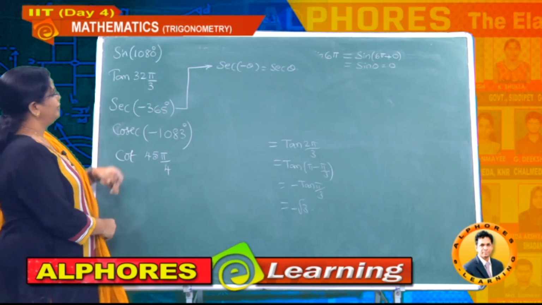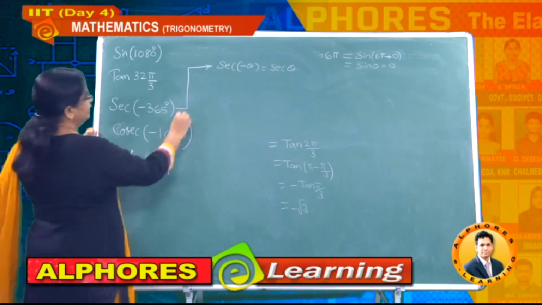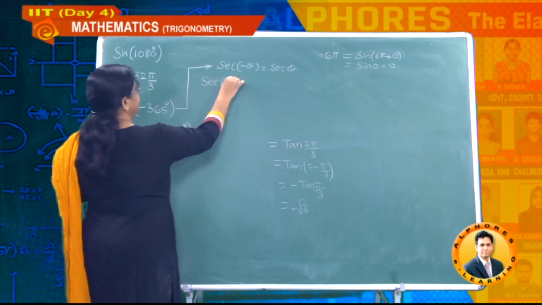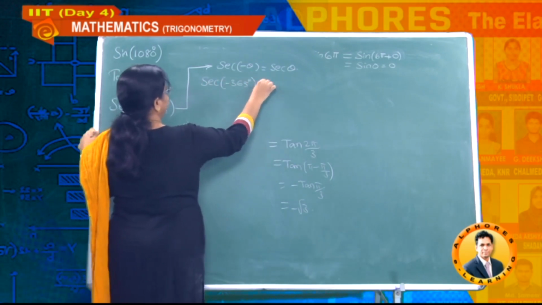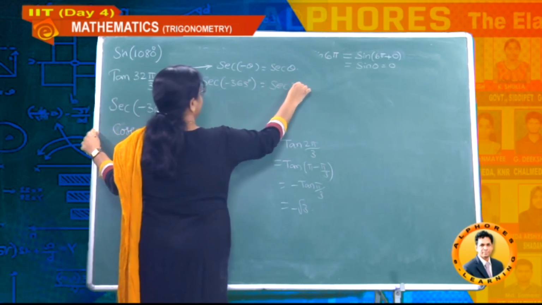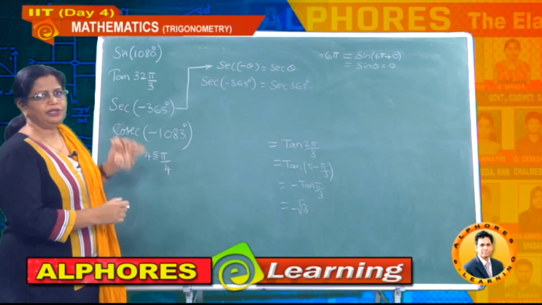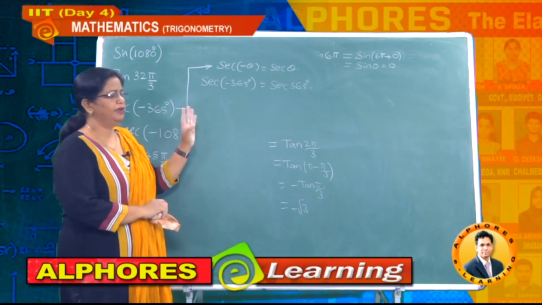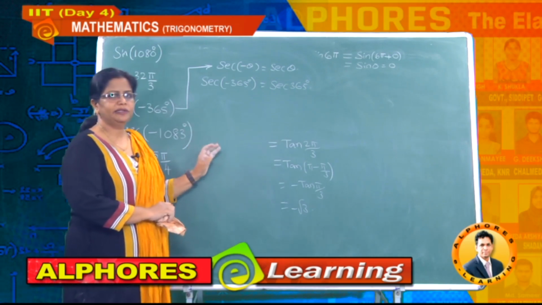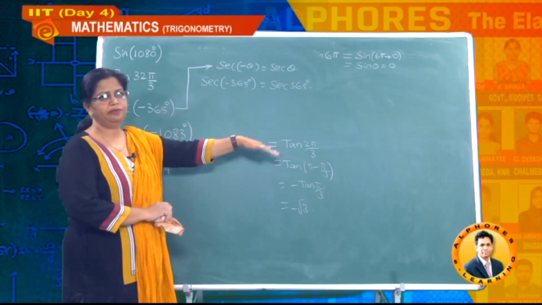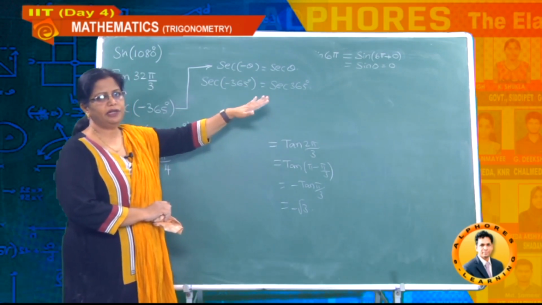So secant of minus theta is secant theta. Therefore secant of minus 365 degrees equals secant of 365 degrees. Now the nearest values you have to observe. What do nearest values mean? 180 plus, 180 minus, 360 plus, 360 minus, because we observe in 4 quadrants, those are comfortable values.